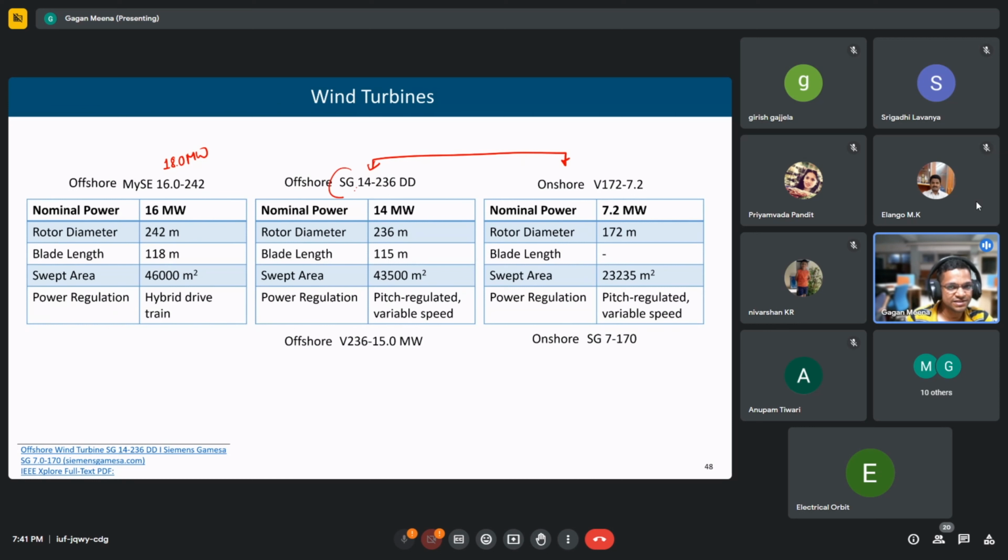Then another company is Siemens Gamesa that we have seen in offshore wind plants in the UK. Most of the plants are using these Siemens Gamesa wind turbines. They are also providing a 14 megawatt wind turbine. Vestas also has the highest, 15 megawatt wind turbine for offshore wind plants. And then for onshore, the maximum capacity available right now is 7.2 megawatt. This is by Vestas, and Siemens Gamesa provides a 7 megawatt wind turbine.